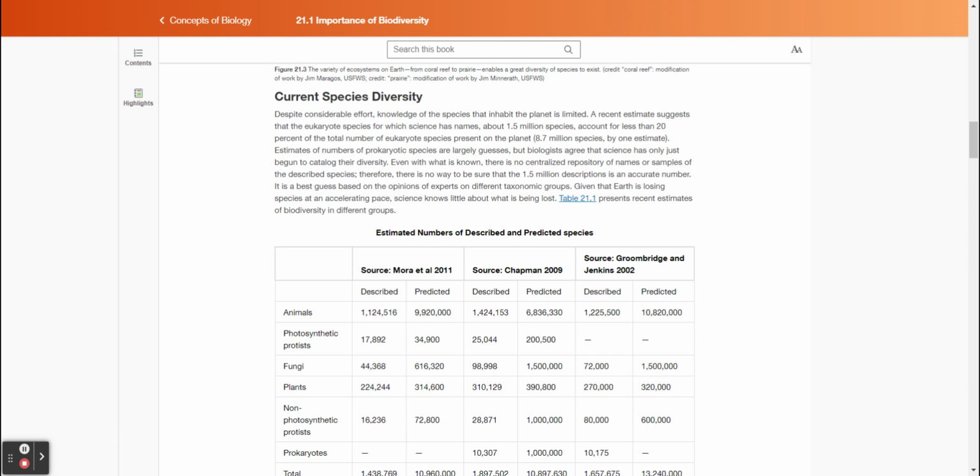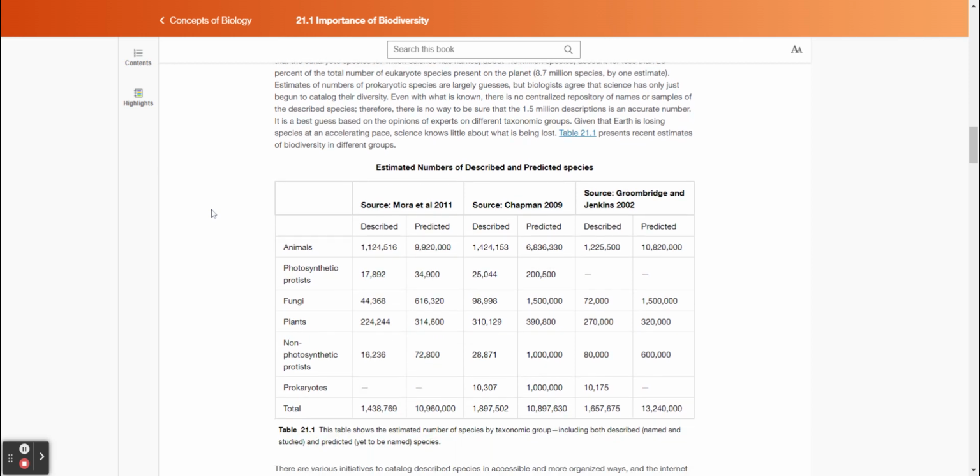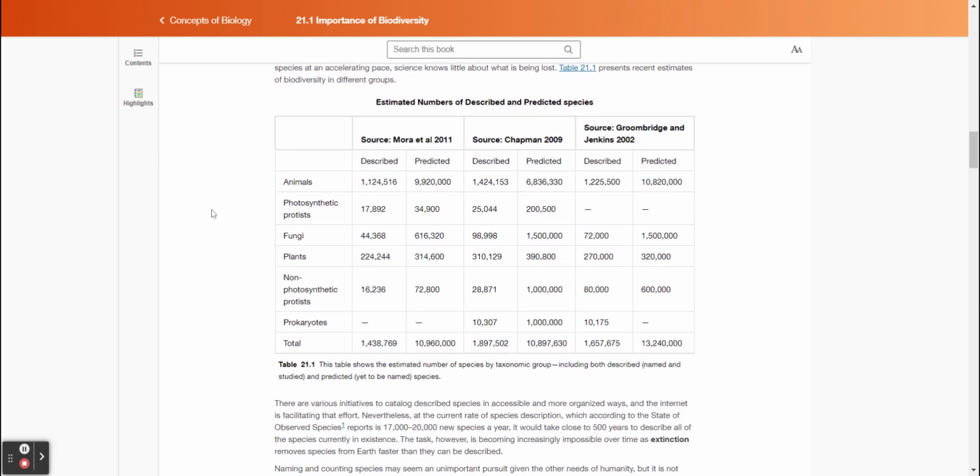Table 21.1 presents recent estimates of biodiversity in different groups. Table 21.1. This table shows the estimated number of species by taxonomic group, including both described, named and studied, and predicted, yet to be named, species.